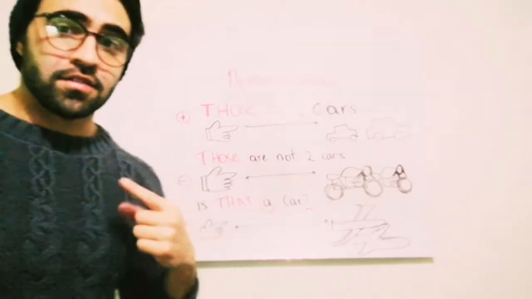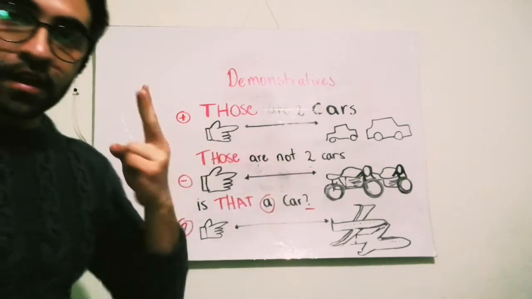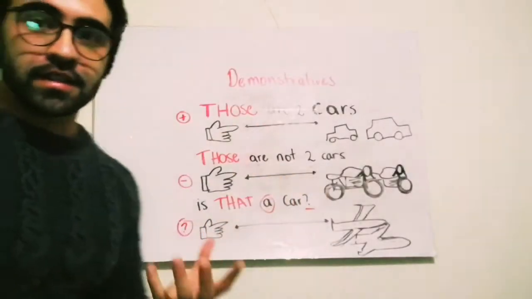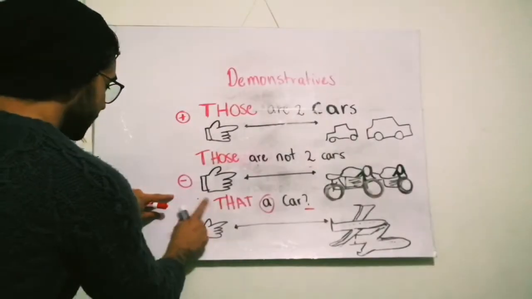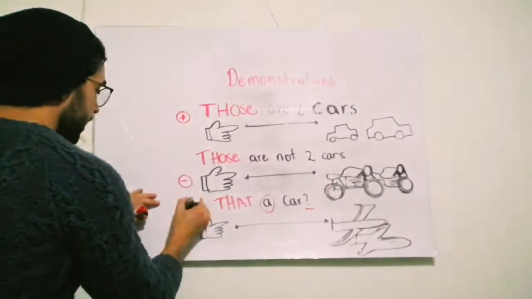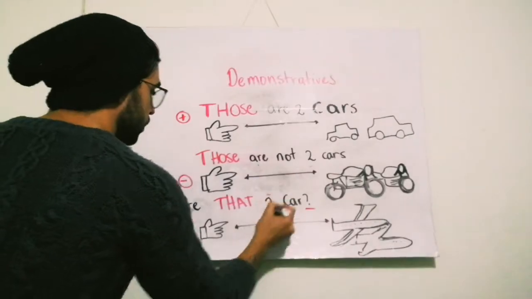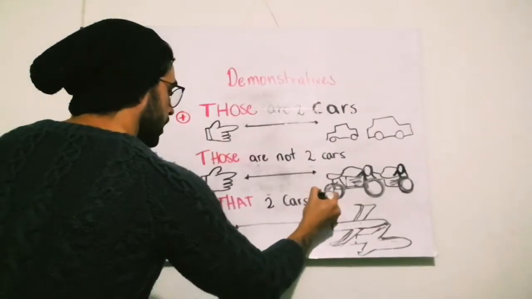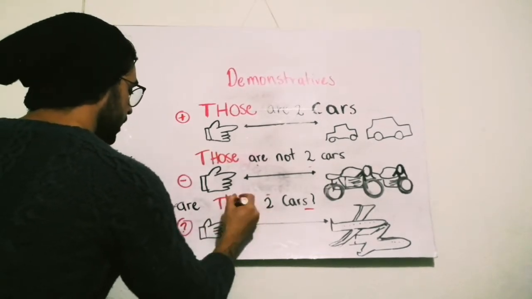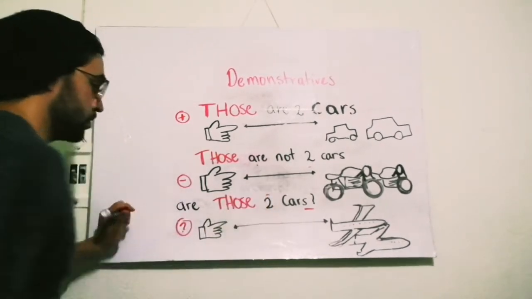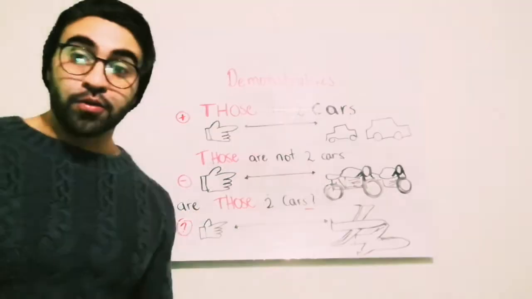So I say those are not two cars, right? Because it's negative. And here, you guessed it, we use "are," we use "two," we use "cars," and we say "those," right? So I say, are those two cars?